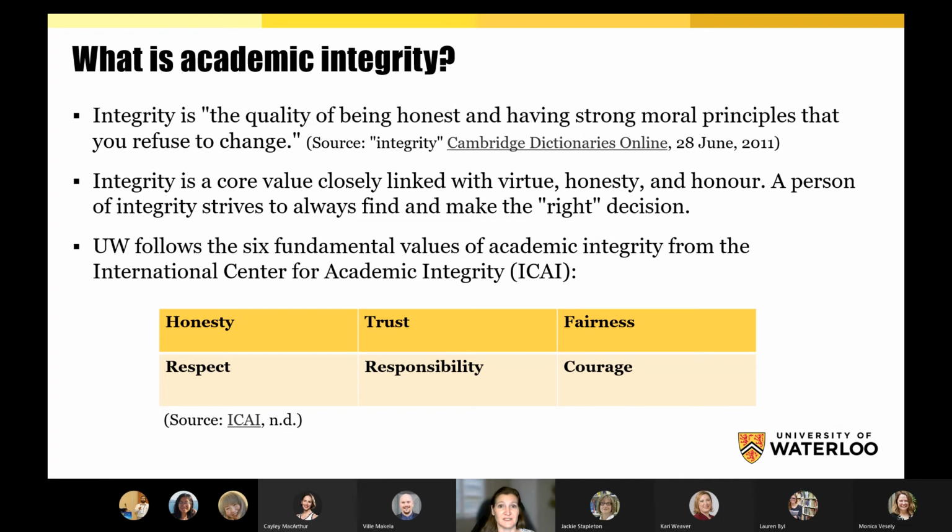So I think really we need to try to encourage our students to act with these values wherever we can. And again, if we all model these values, it will help us nurture a culture of academic integrity on campus.